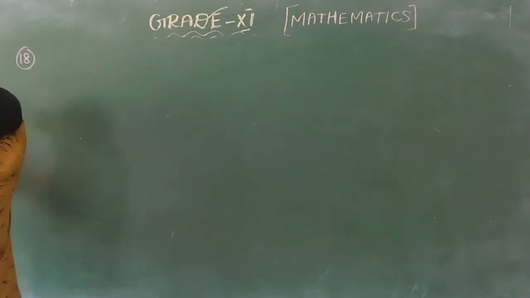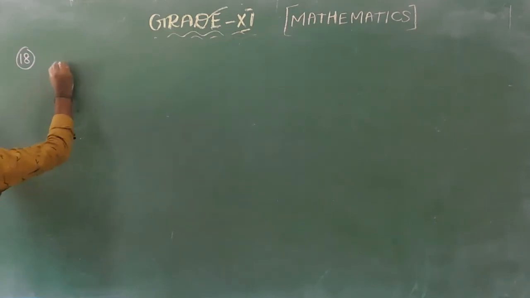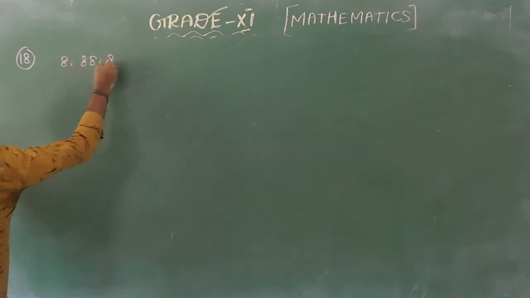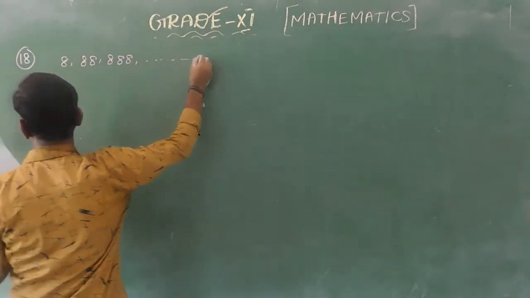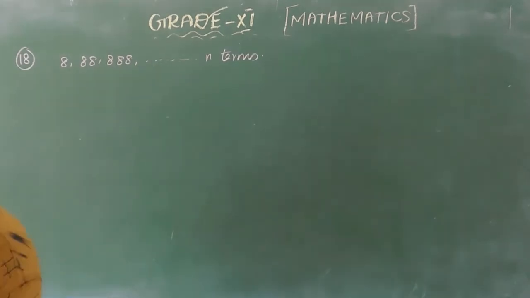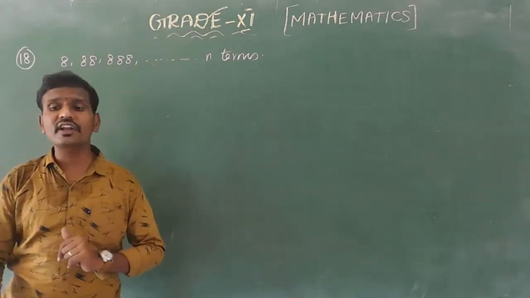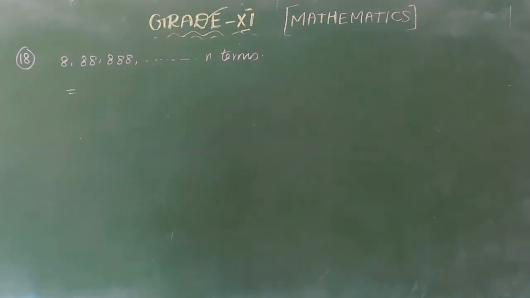So listen. Question number 18. Find the sum to n terms of the sequence 8, 88, 888 up to n terms. Yes, students. Now I am going to find the sum of n terms. It is entirely different, students. Why? Because actually this sequence is not in the normal model. So we have to take some different method to find the sum.